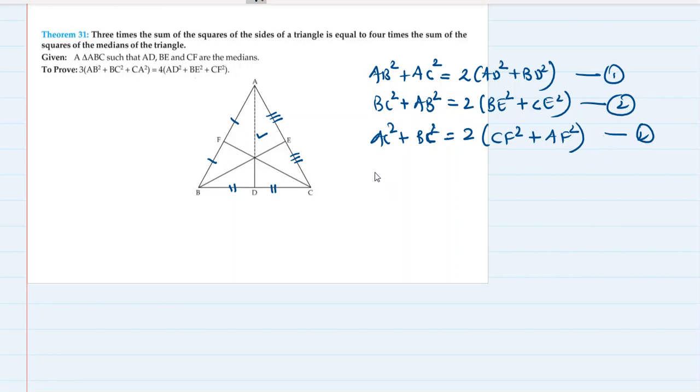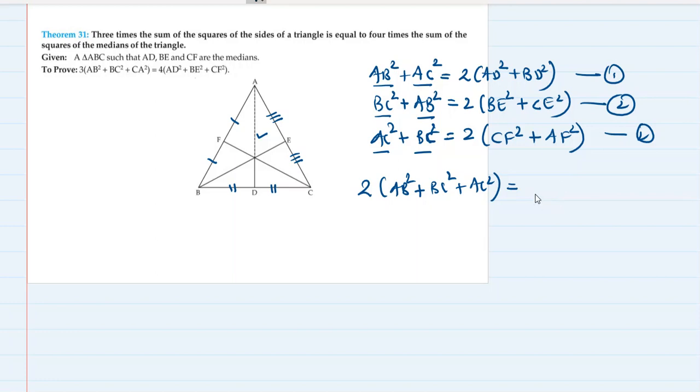Now we'll add all the equations. So here AB square plus AC square plus BC square plus AB square plus AC square plus BC square all will get added. But if you see, we have 2 times AB square. So it will be 2 bracket AB square plus 2 times BC square, plus BC square plus AC square, all 2 times.